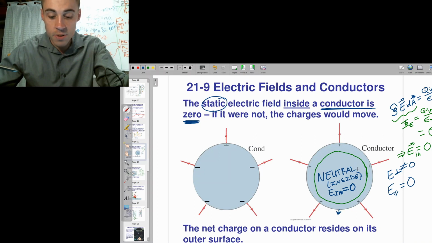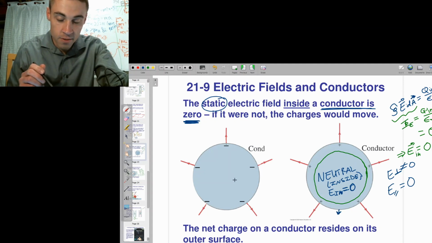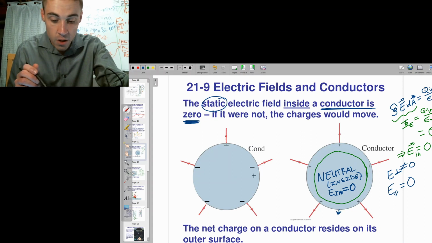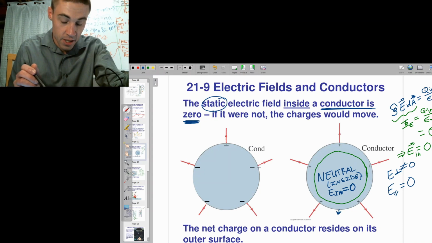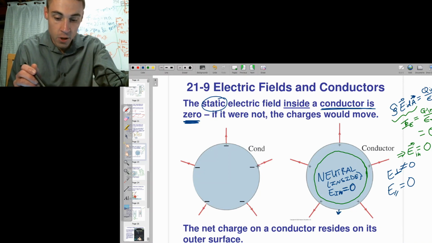And the reason why is pretty simple. If there was an electric field inside of a conductor, then since the charges inside of a conductor are free to move around, they would just flow in the direction that the electric field is pointing, for positive charges. For negative charges, they would flow in the opposite direction of the way the electric field is pointing, until they made it to the surface. Once the charge gets to the surface, it's not easy for the charge to flow out of the conductor. It is only easy for it to flow within the bounds of the conductor.